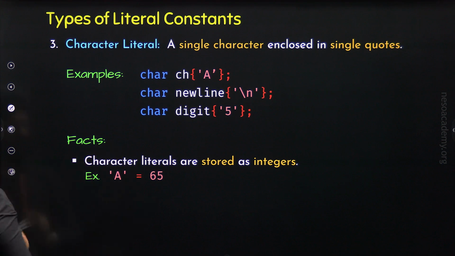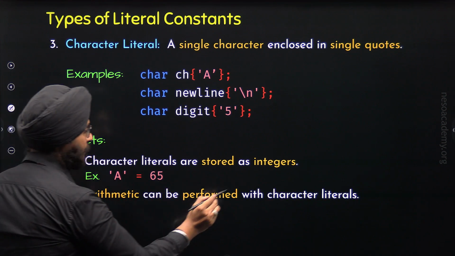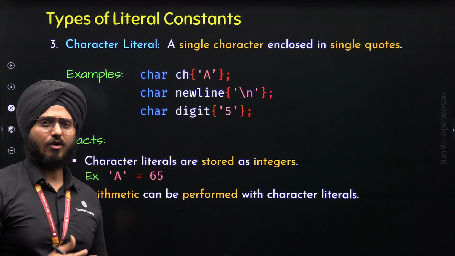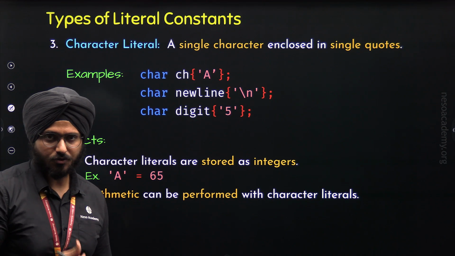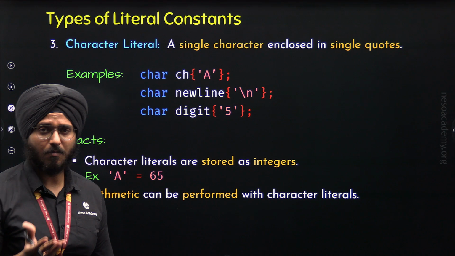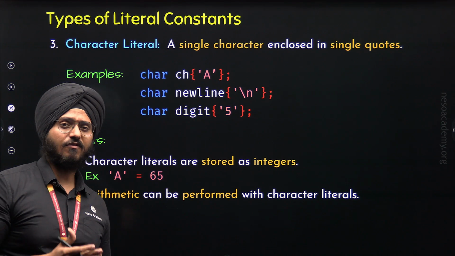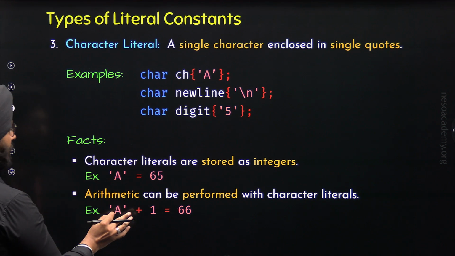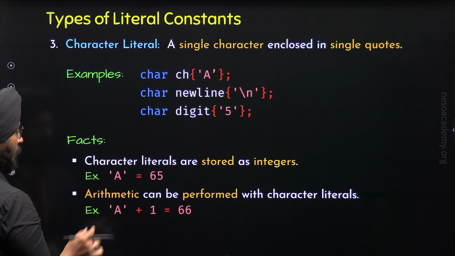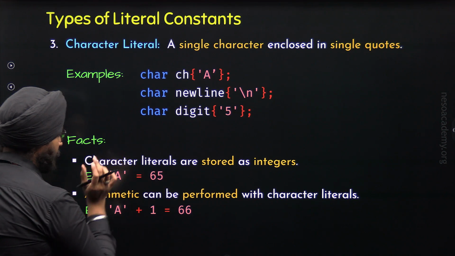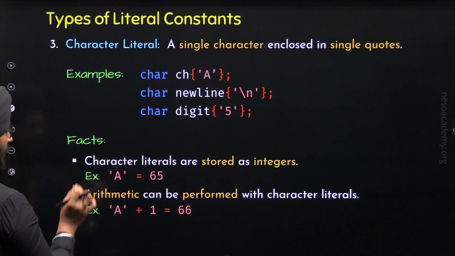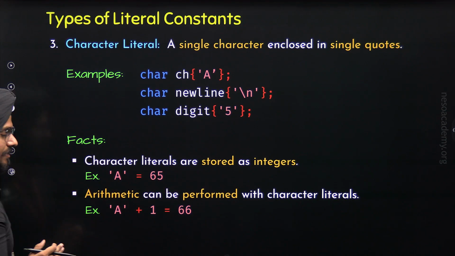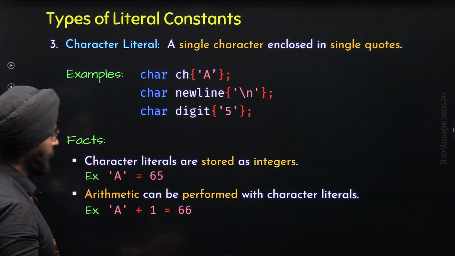Now here comes the second fact. Arithmetic can be performed with character literals. We can perform arithmetic with character literals because internally they are stored as integers. We can perform addition, subtraction, multiplication, division just as we perform with integers. For example, here to this character literal, I have added the value 1. We know that this character literal is mapped to the value 65. So we can replace this by the value 65 and we will get 65 plus 1, which is equal to 66. I hope this is clear to you.